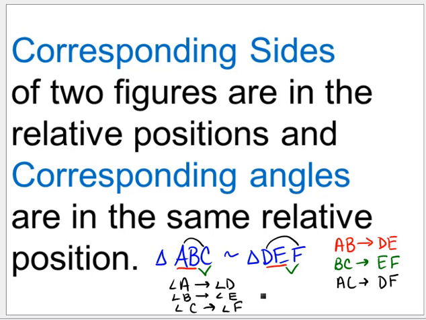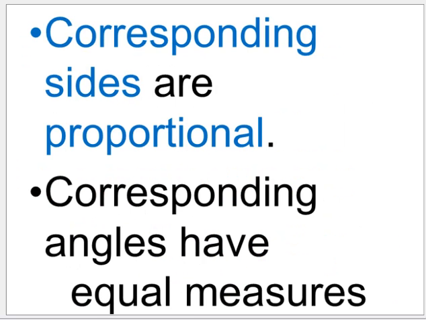So as we see our examples, we want to make sure that we notice the statement that's given. Sides are going to be proportional to each other. That's the reason we will be writing proportions to solve for the missing side. And angles have to have the same measurement, so the angles are congruent.